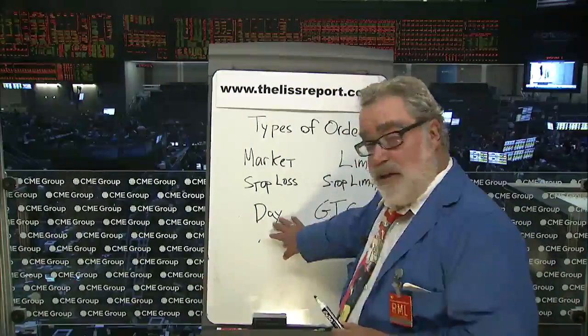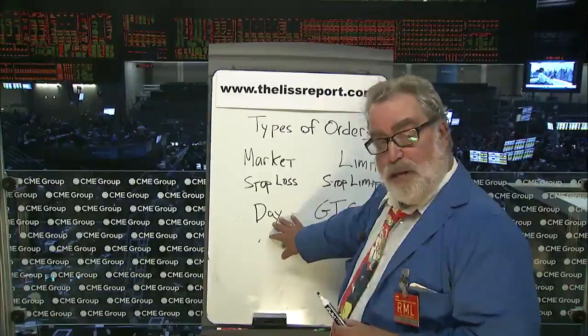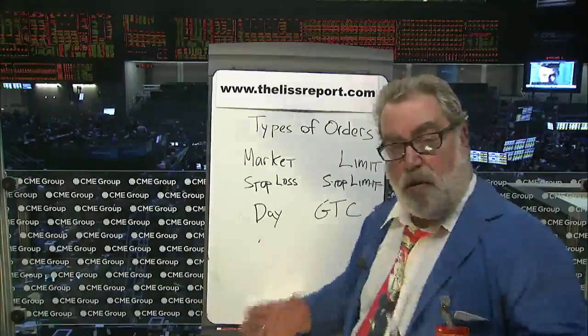Now, what about duration of orders? There's two sorts of orders as far as that goes. There's a day order, which is just what it says. It will stay in the order book for the duration of that day unless filled or canceled. At the end of the day, at the closing bell, the order automatically cancels itself.